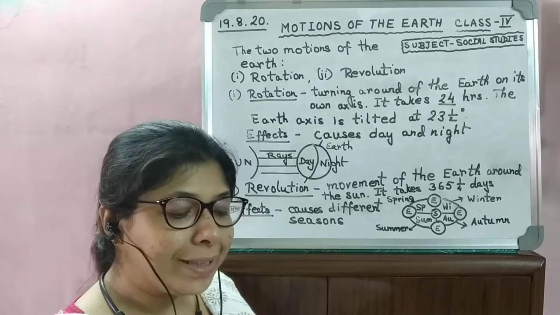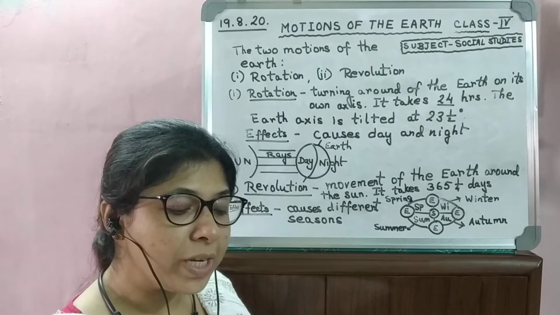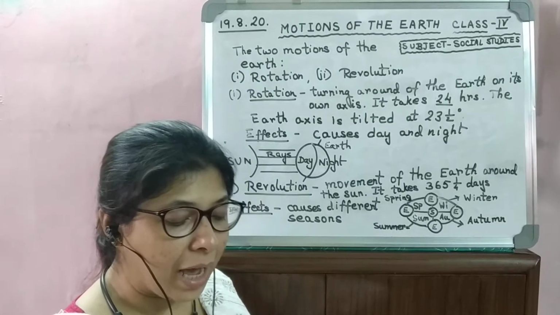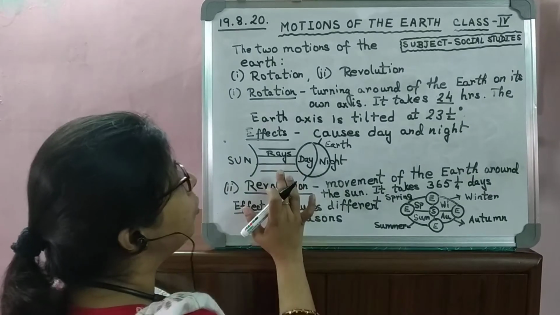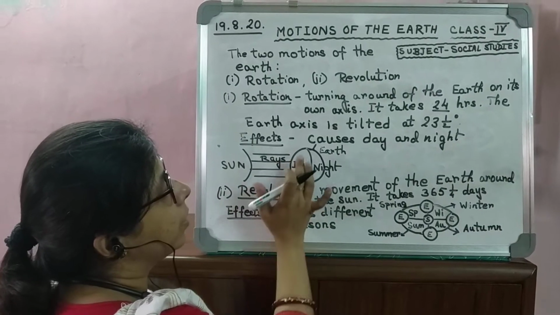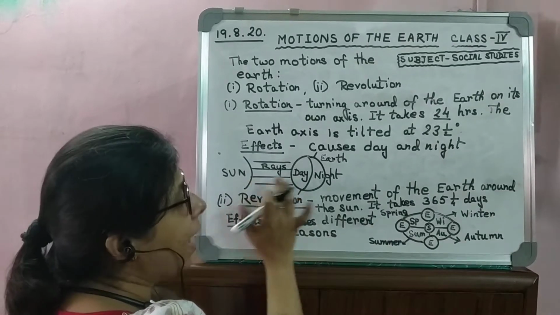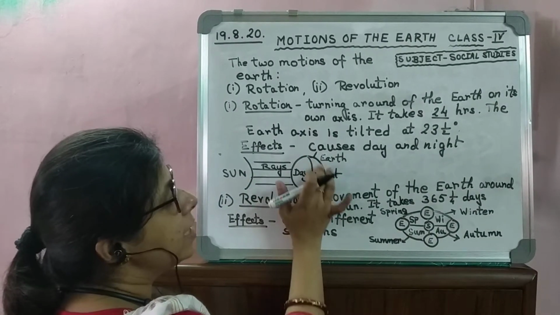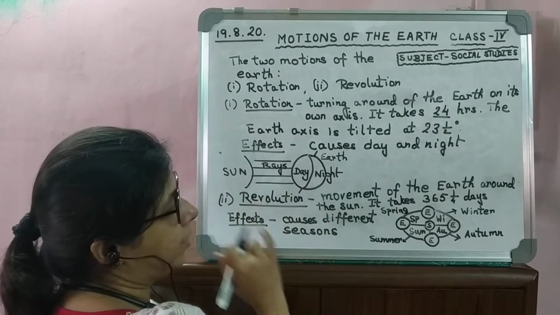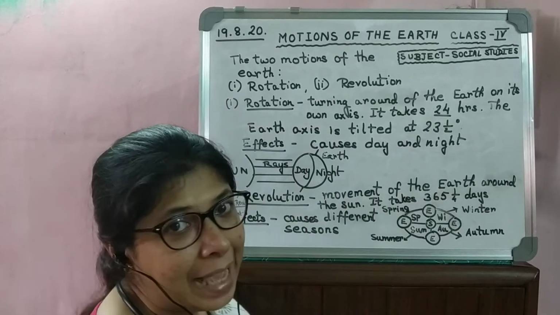We all know that the earth is spherical in shape. The spherical shape of the earth results in only half of the earth facing the sun and getting sunlight, while the other half is in darkness. Now look at this diagram. This is the sun. The rays of the sun are falling. This part of the earth receives the direct rays of the sun. As a result, it has day. And this part of the earth does not receive the rays of the sun and has night. So the rotation of the earth causes day and night.